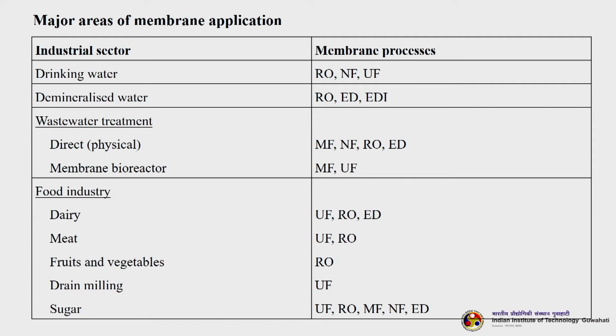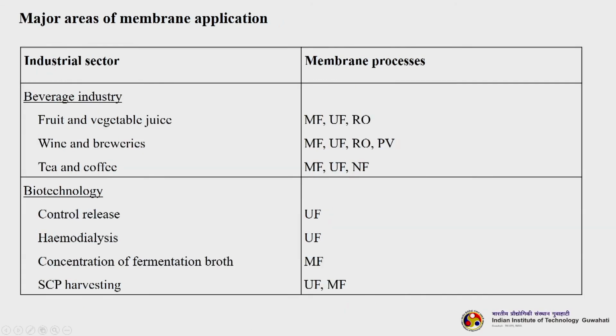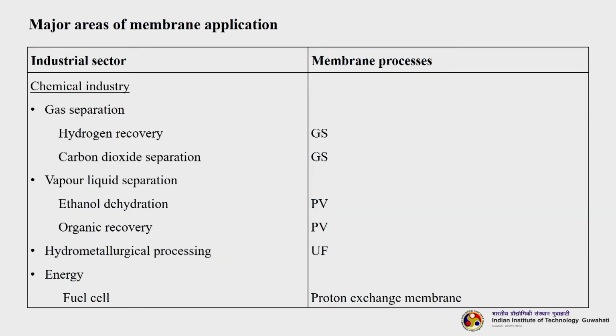And in the food industry we have a major application of membranes, whether it is dairy industries, meat industries, fruit and vegetable processing industries, or the sugar industry. We use ultrafiltration, RO and ED membranes, electrodialysis systems, to do the separation. In the beverages industry, like fruit and vegetable juices, wine and breweries, tea and coffee industry, we also use microfiltration, ultrafiltration, RO and pervaporation membranes. In biotechnology industries, the applications of ultrafiltration and microfiltration are more prevalent than any other membrane processes.